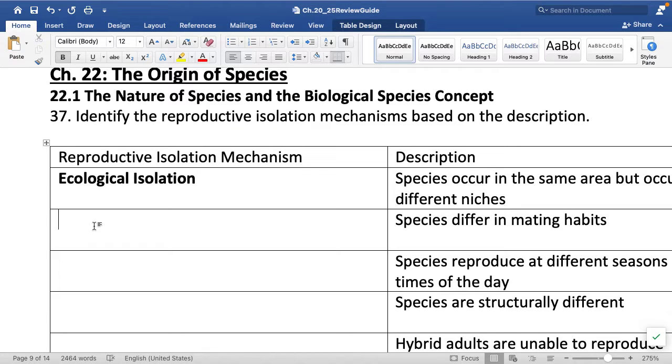All right, species differ in mating habits. Mechanical? Nope. Behavioral? Behavioral.